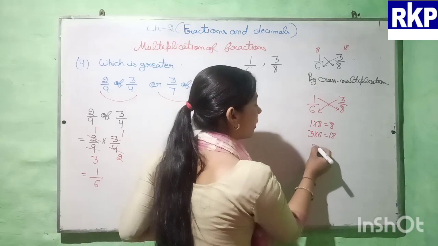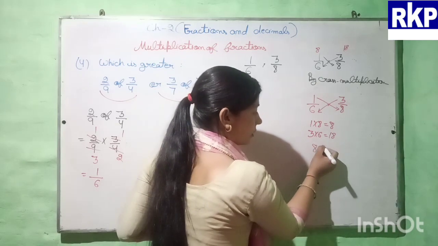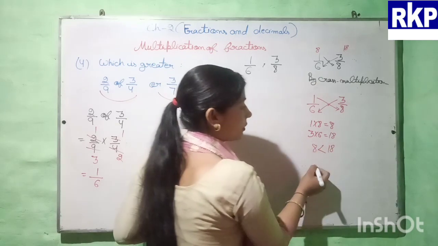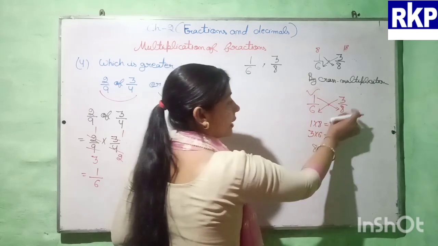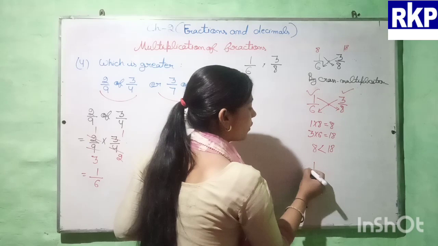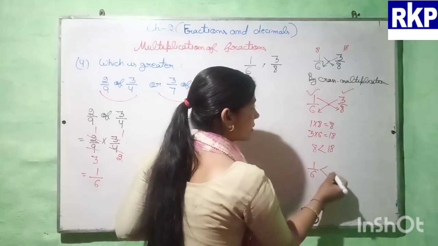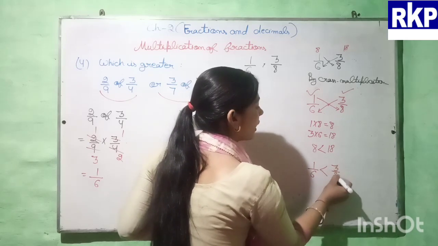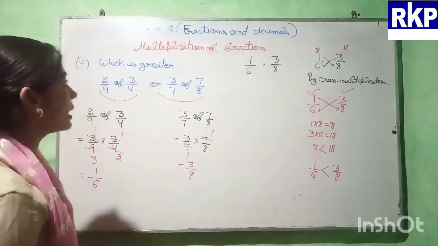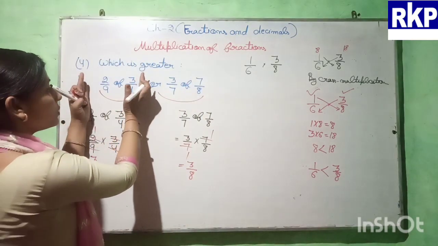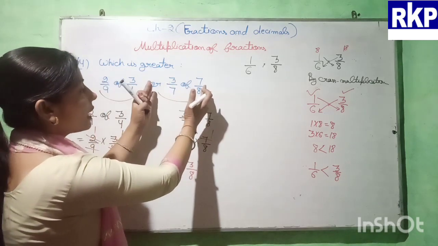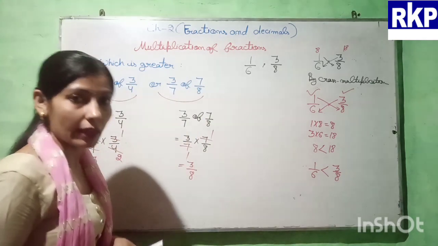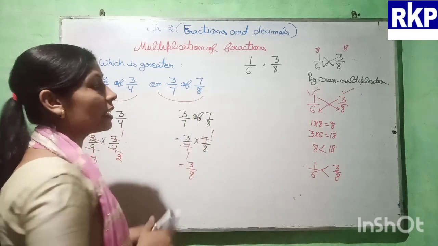So here 8 is smaller than 18. So this fraction is smaller than this fraction. Okay, so 1 by 6 is less than 3 by 8. So we can say that 2 by 9 of 3 by 4 is smaller than 3 by 7 of 7 by 8. Now let us see the second method also.